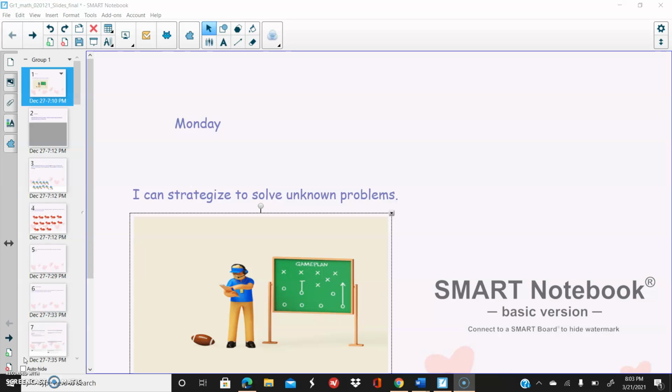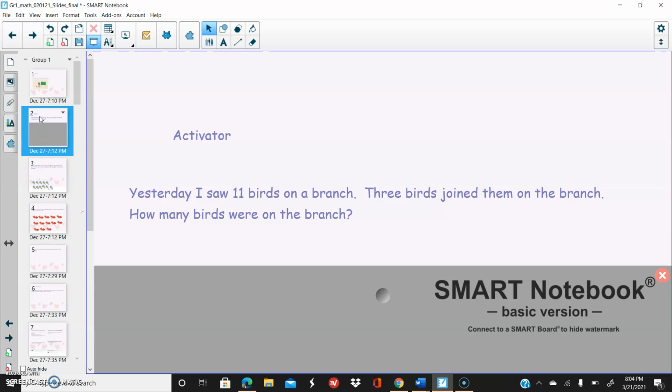Now that we are all warmed up and ready to go, let's look at our I can statement for today. It says, I can strategize to solve unknown problems. Just like in the games we play, we make a game plan or a strategy to win. The same is true for math. We make a game plan or a strategy to ensure that we solve the problem to the best of our ability. Let's look at our first example.